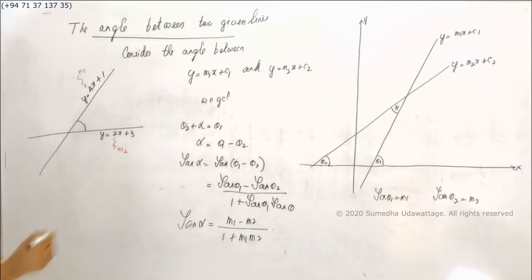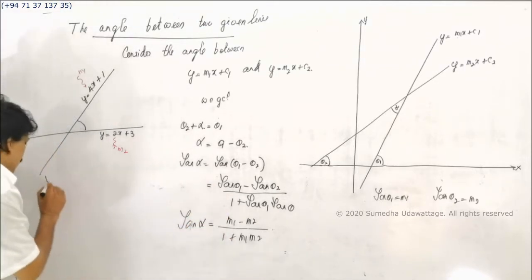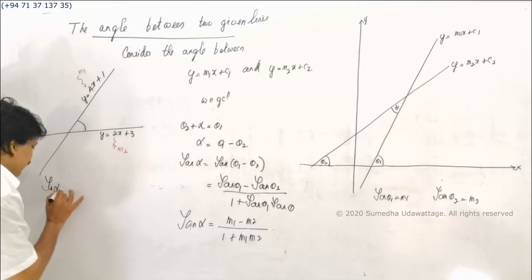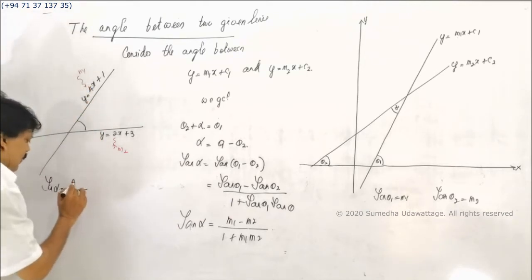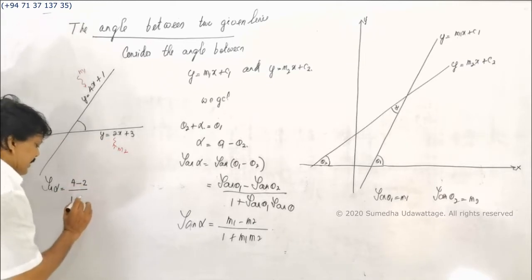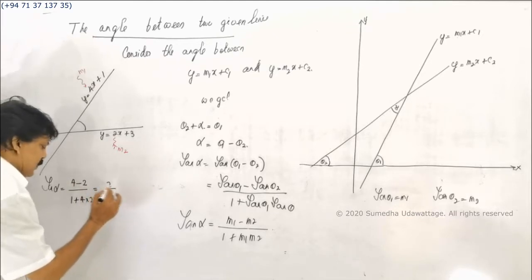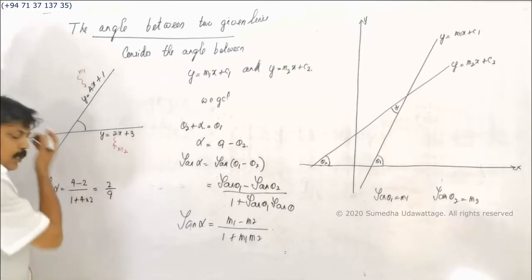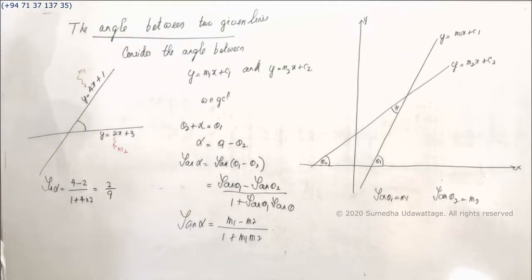If I try to substitute in this formula, you get tan alpha is equal to, for M1 I put 4, for M2 I put 2, over 1 plus M1 M2. You get 4 minus 2 is 2, 4 into 2, 8, 8 plus 1, 9, you get 2 over 9, the angle between the two lines.